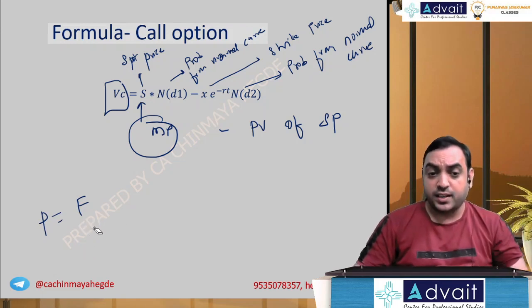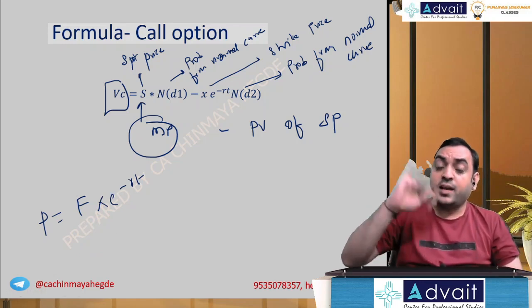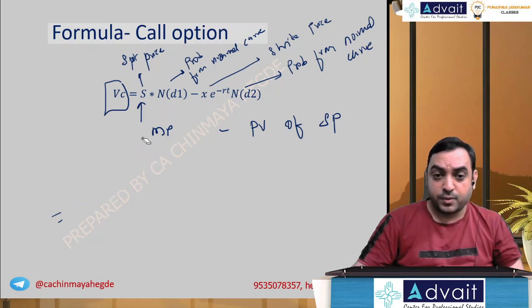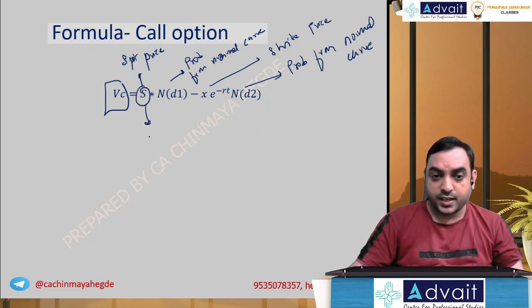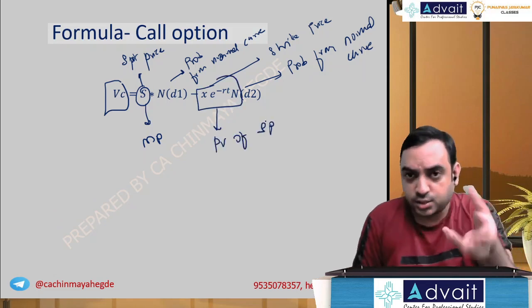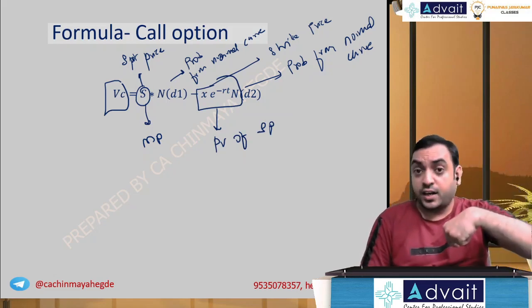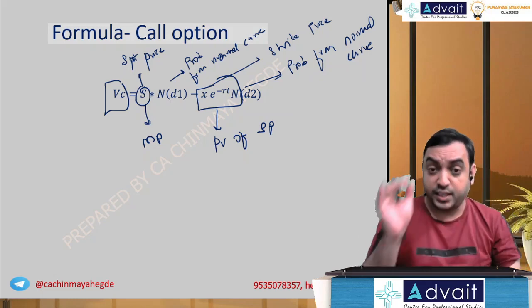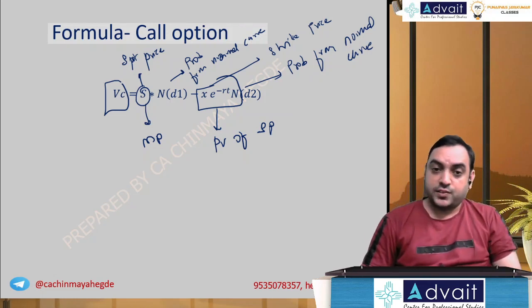If I take this numerator, that becomes e power minus rt. When I take this denominator to the numerator, minus becomes plus. So this is nothing but, remember, this is the market price, and this is the present value of the strike price. X is the strike price, into e power minus rt. Dividing by e power rt is the same as multiplying by e power minus rt. That is basically applying the present value of the strike price.